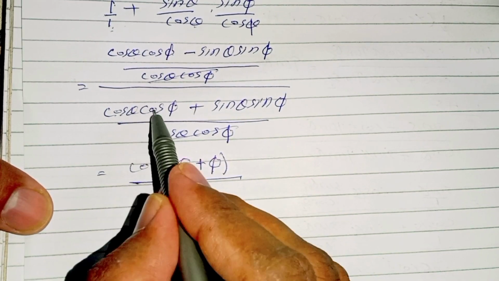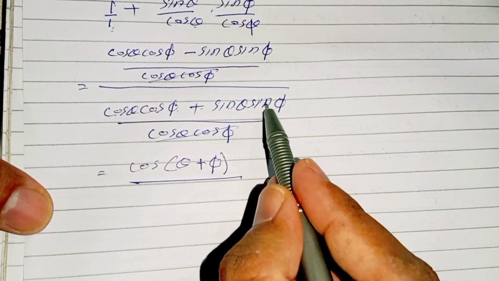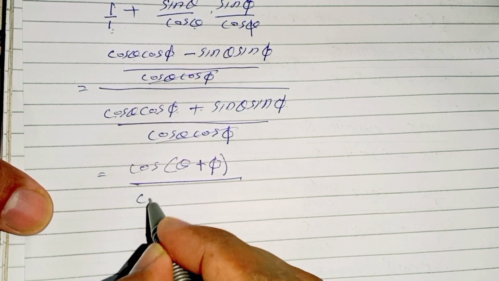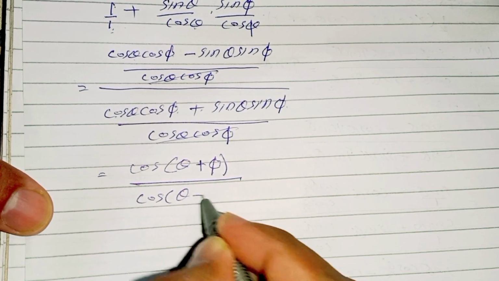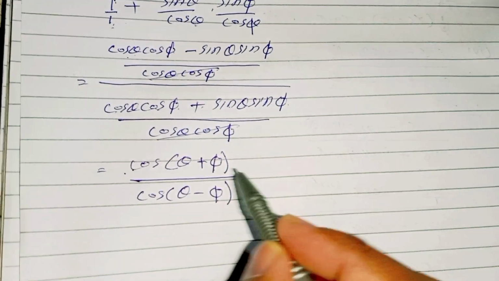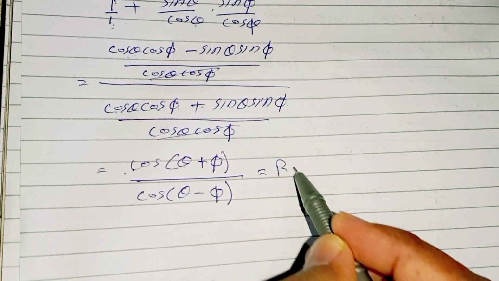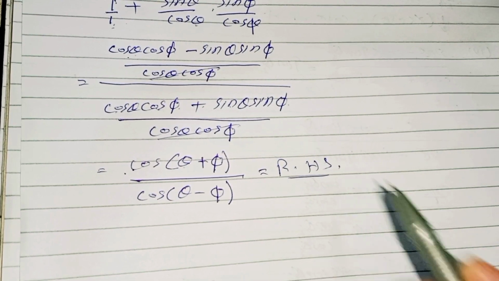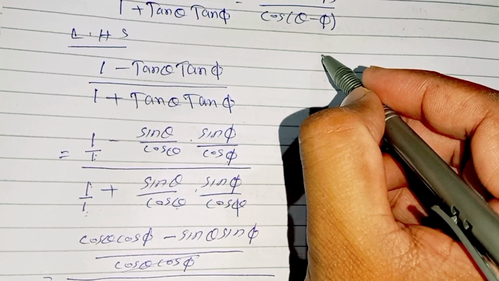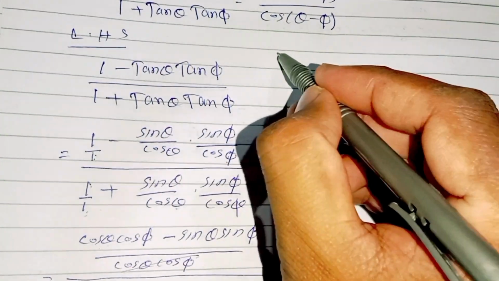Similarly, cos alpha cos beta plus sin alpha sin beta is equal to cos of alpha minus beta, which is cos of theta plus phi over cos of theta minus phi, the required right hand side, which we have to show. Similarly, question number 5.